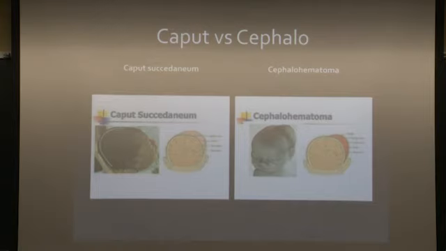A cephalohematoma, on the other hand, is on the right side of the slide. This is a blood accumulation between the skull and the periosteum. It does not cross the cranial suture line, and it can occur simultaneously with the caput succedaneum. It can occur because of forceps delivery or spontaneously from pressure against the bony pelvis, and this can resolve usually in 3 to 6 weeks.